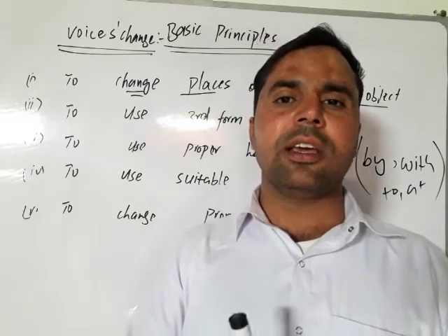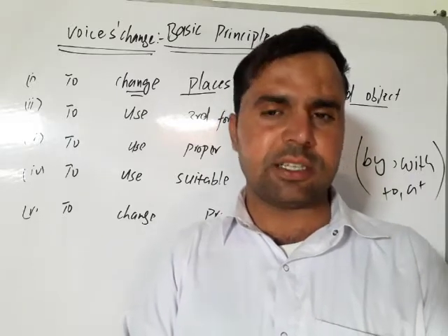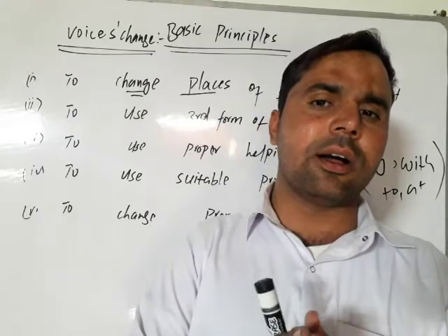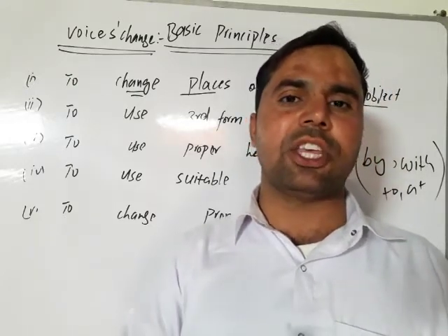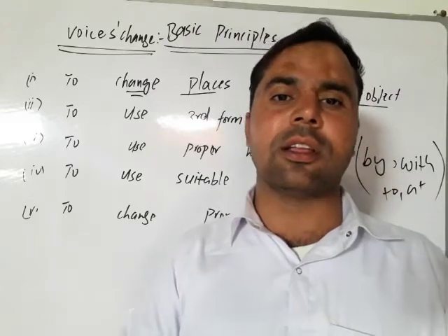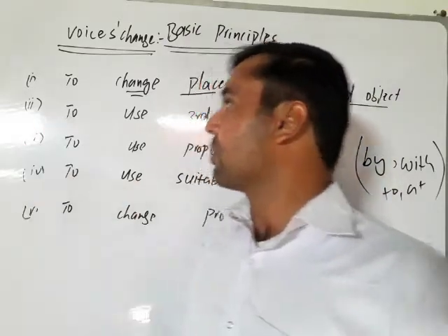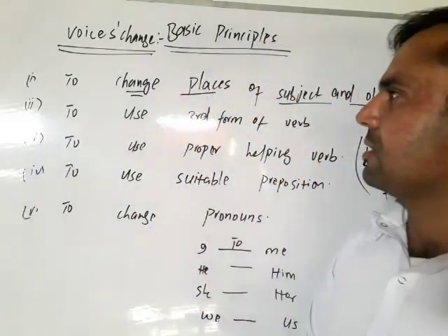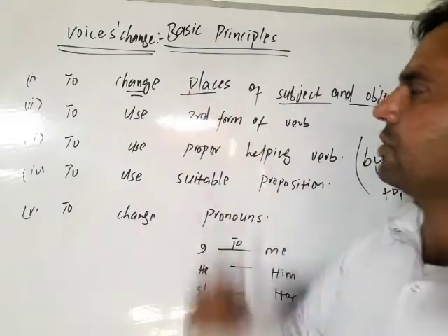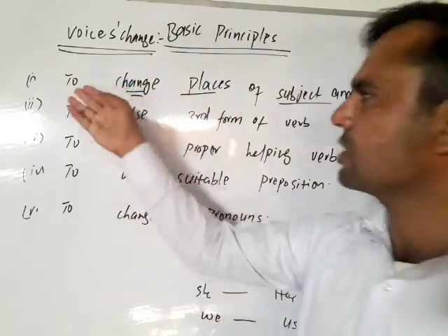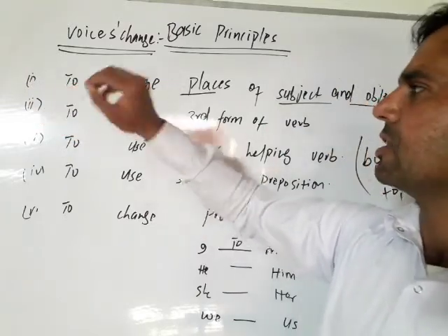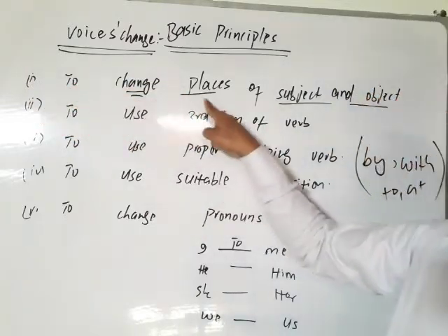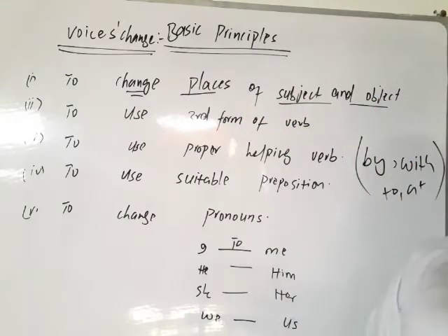I mean to say, if we have a sentence of present tense or we have a sentence of past or future, these changes will be there. These changes will be common. So let's talk about the basic principles of changing voices. The very first one is, when we change a sentence of active voice into passive voice, we will have to change the places of subject and object.